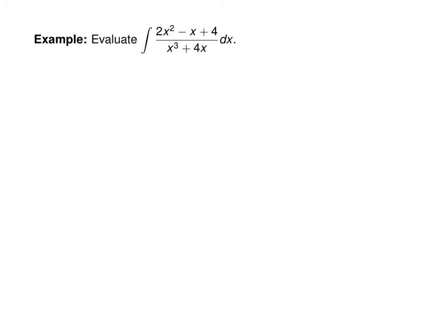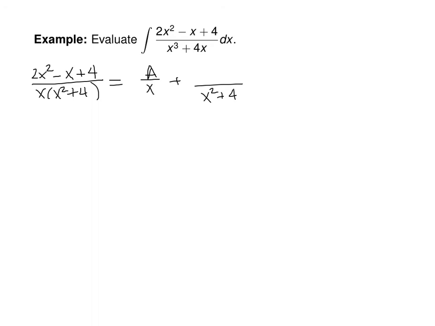So evaluate the integral of 2x squared minus x plus 4 over x cubed plus 4x. So that denominator factors into x times x squared plus 4. So we have 2x squared minus x plus 4 over x times x squared plus 4. Now that had to come from a over x plus something over x squared plus 4, which is a linear factor, meaning it's something of the form bx plus c.